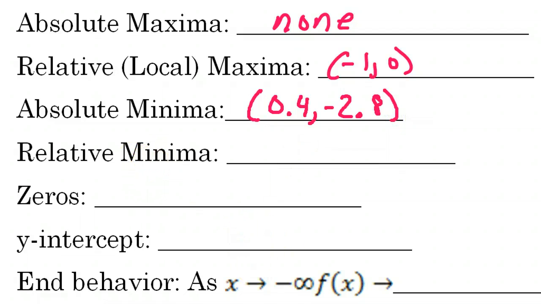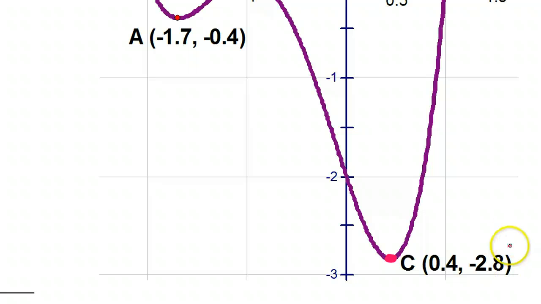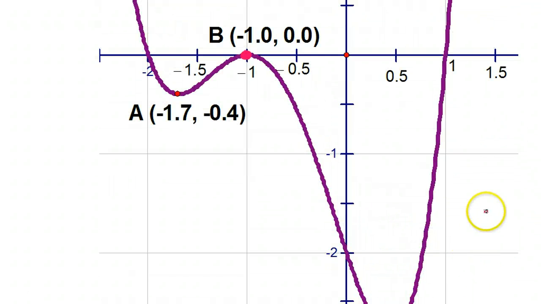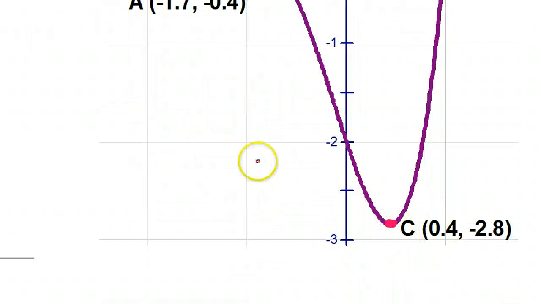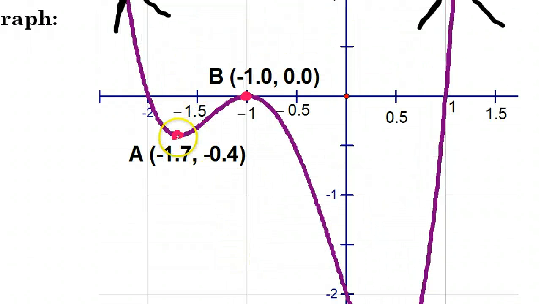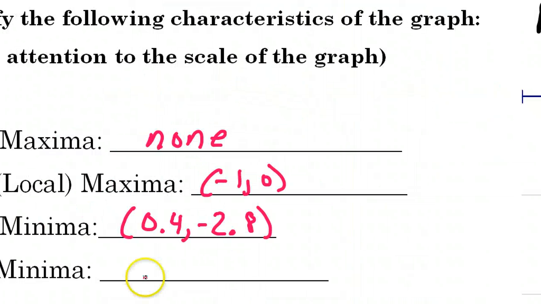What about relative minima? Do you see a point that's not the lowest, but is at the bottom of a valley? I'm talking about this point right here. This is at the bottom of a little valley, even though it is not the absolute lowest point on the graph. So this would be a relative minimum or a local minimum. So that's negative 1.7, negative 0.4.